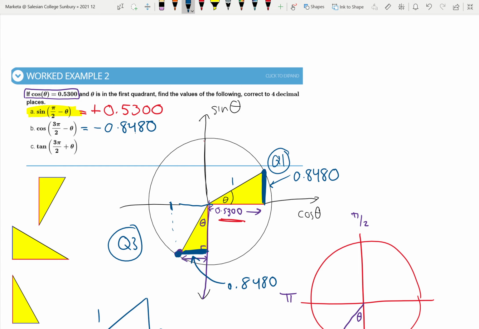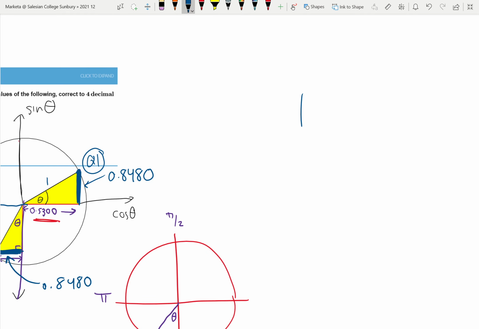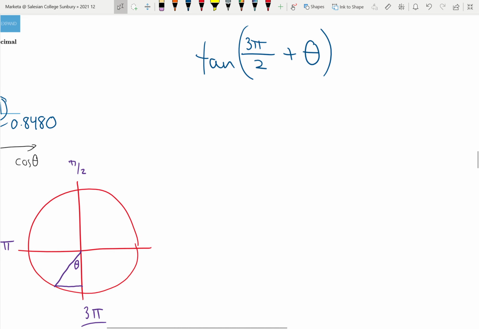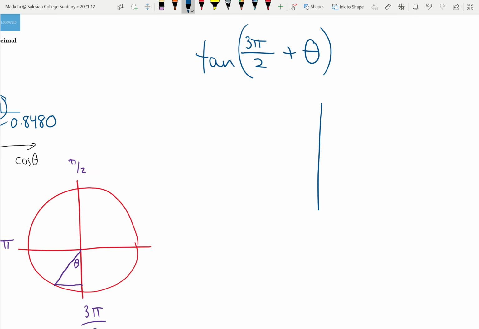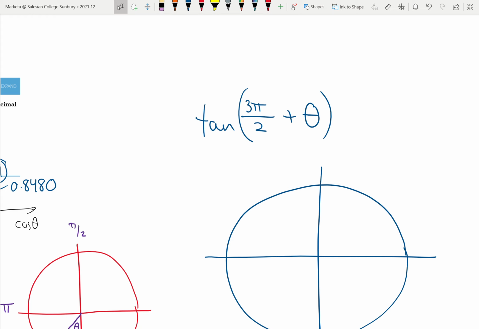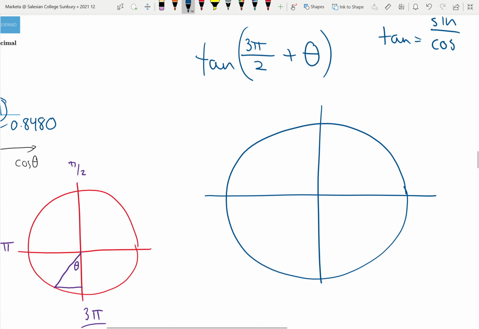Okay, so let's go to the third one, which is tan of 3 pi on 2 plus theta, and that's all in brackets. And let's now see where that's going to be. So I'll draw it over here. Now, when we're working with tan, as I showed you in the first of these symmetry property videos, tan equals sine over cos. So let's first draw our picture.